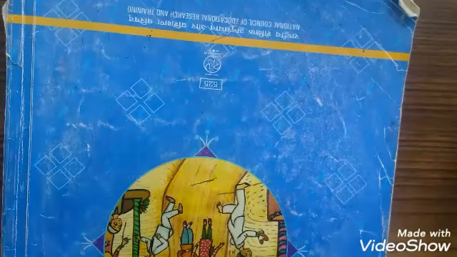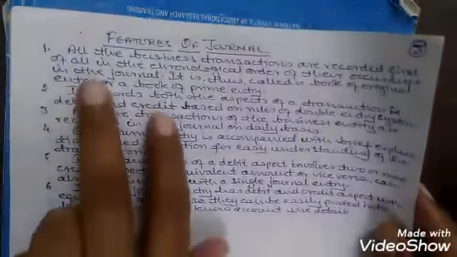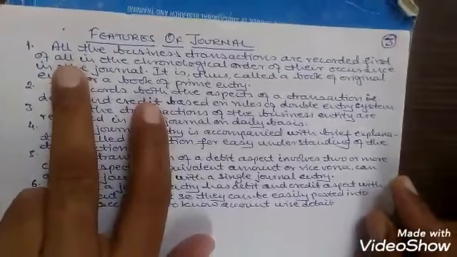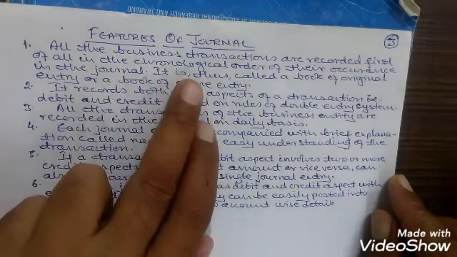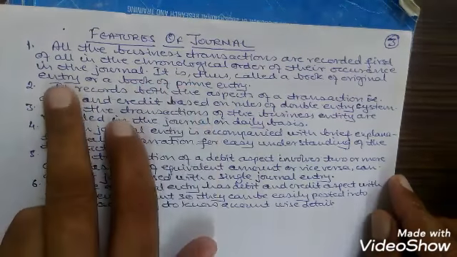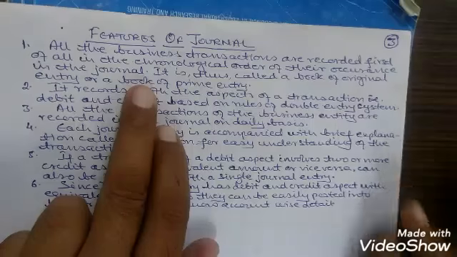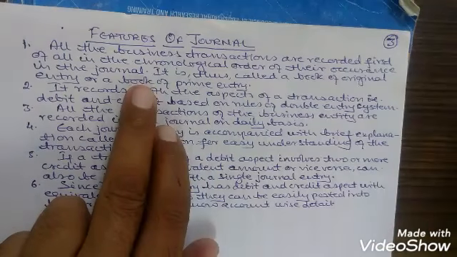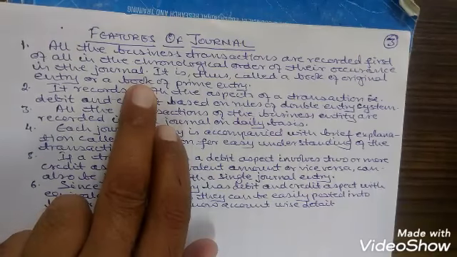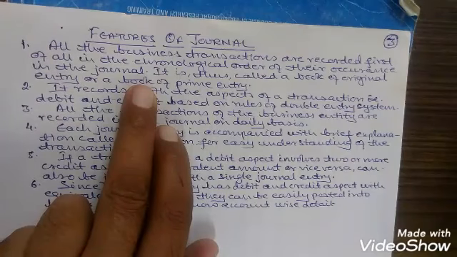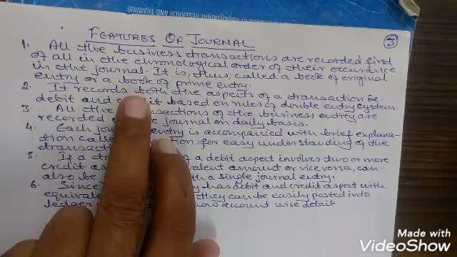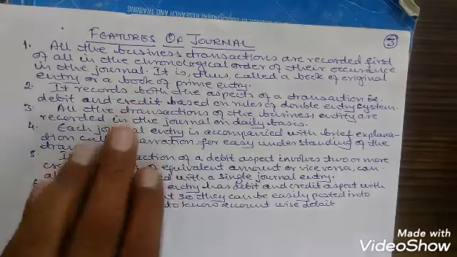Now features of the journal. Number 1, all the business transactions are recorded first of all in the chronological order of their occurrence in the journal. Wherever the recording is done, that is done in the journal of all the business transactions in chronological order. It is thus called a book of original entry or a book of prime entry.